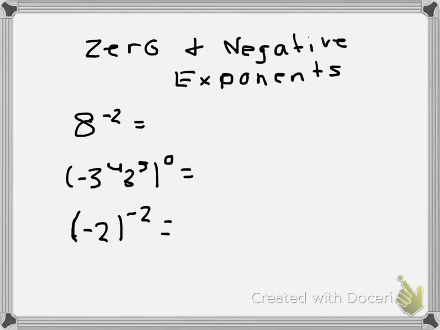For 0 and negative exponents, since you're raising it to -2, you would put the answer at the bottom. So it would be 1 over 8 squared, and then square the 8, and it'll be 1 over 64.